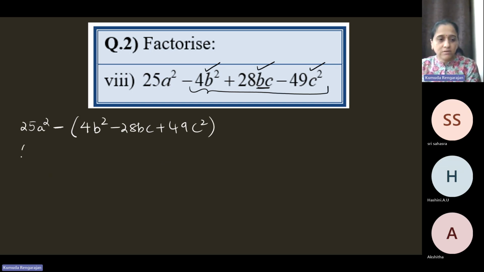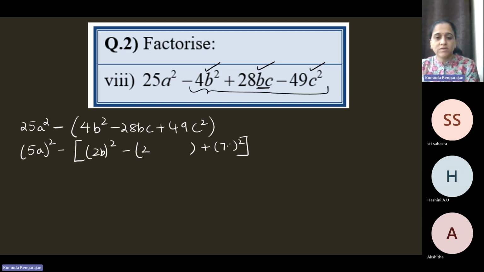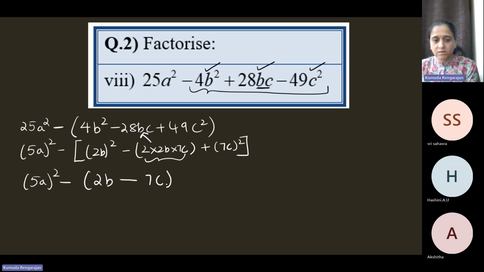In the next step, 5a the whole squared minus, use a square bracket, a squared minus 2 into a into b plus b squared. Fill in the spaces, 2b, 7c. So here 2b into 7c. Check if this gives this product. And yes, it gives. So a squared minus 2ab plus b squared is a minus b whole square.